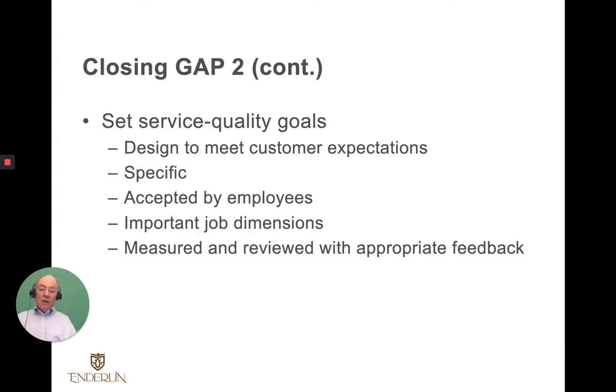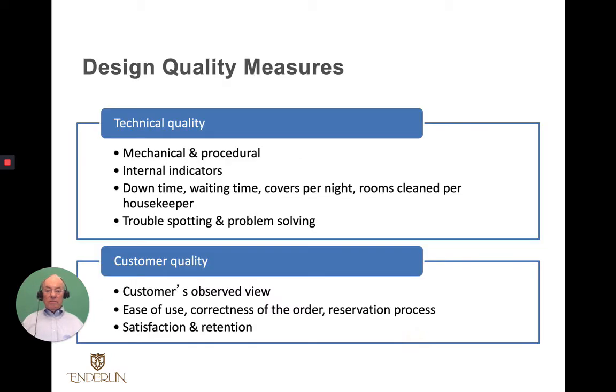We set service quality goals. We design those, and I'll talk about those in terms of what are some of the leadership companies that we might admire would be doing. We're very specific. They're accepted by the employees. Important job dimensions are involved here. We'll talk more about those when we get to gap 3. We measure and we review the appropriate feedback.